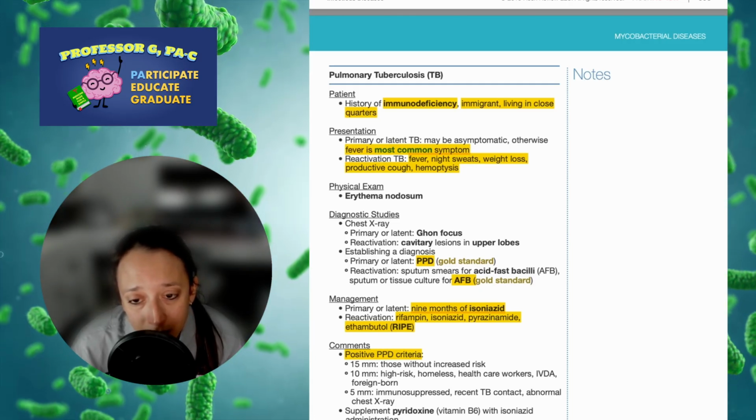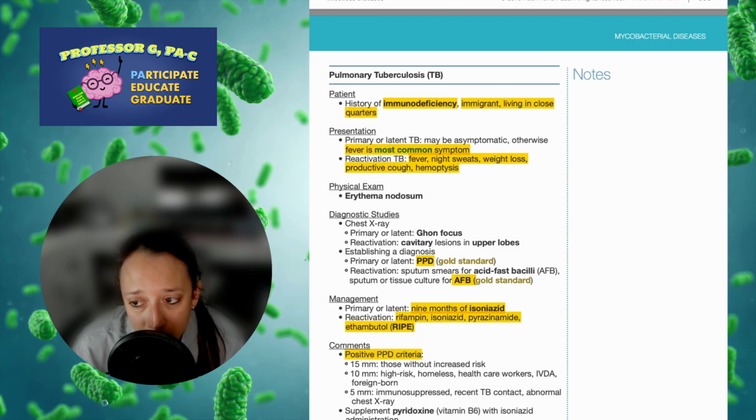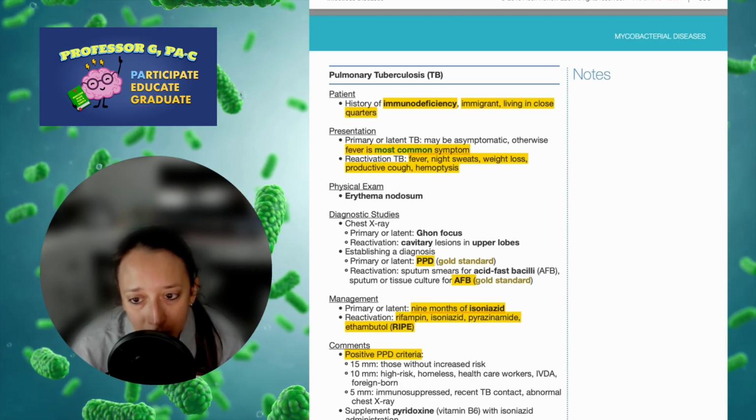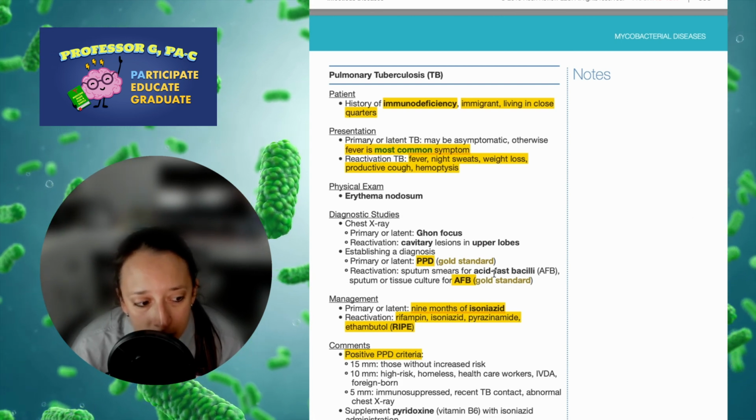The diagnostic test is going to be PPD. The TB test is going to be the gold standard for screening, and treatment is going to be that isoniazid for 9 months with B6 to prevent neuropathy.